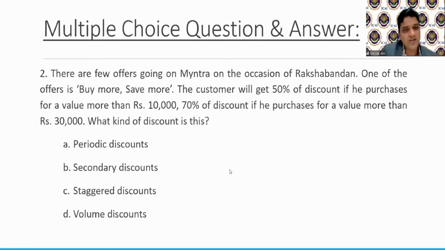Okay, so this is an example of staggered discount. मतलब जितना purchase करोगे उतना discount मिलेगा. So this is an example of staggered discount.